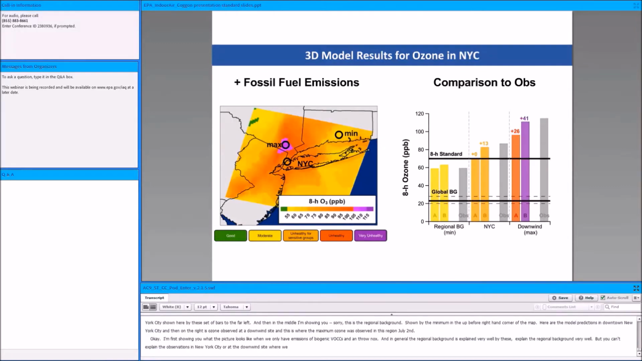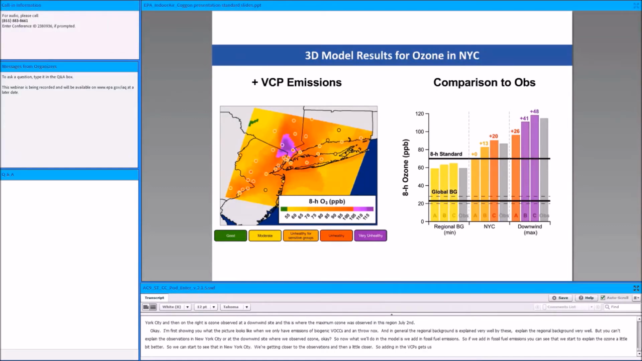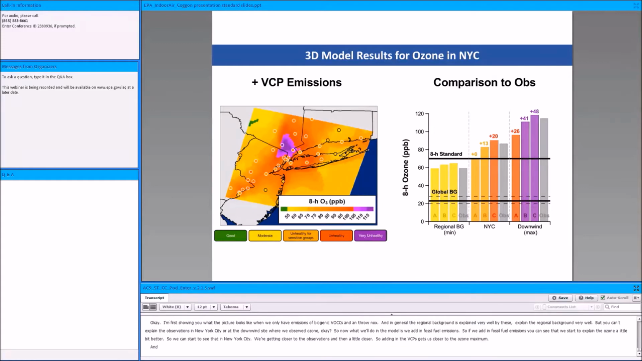Okay? So now what we'll do in the model is we add in fossil fuel emissions. So if we add in fossil fuel emissions, you can see that we start to explain the ozone a little bit better. So we can start to see that in New York City, we're getting closer to the observations. And then at the downwind max, again, a little bit closer. So adding in fossil fuel emissions gets us a bit closer to this ozone maximum. And then if we add in VCPs, ozone increases a bit more.